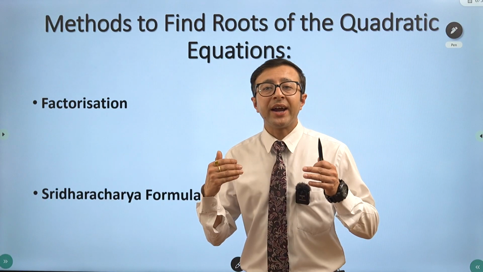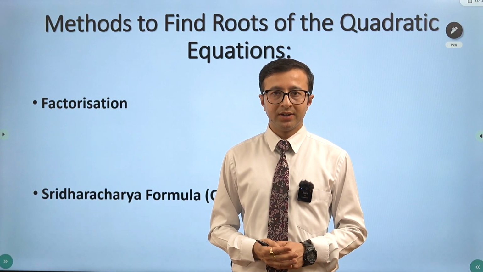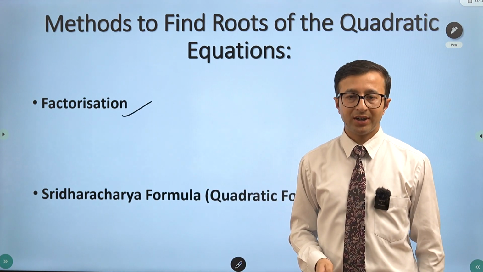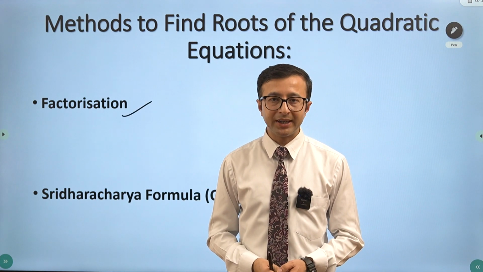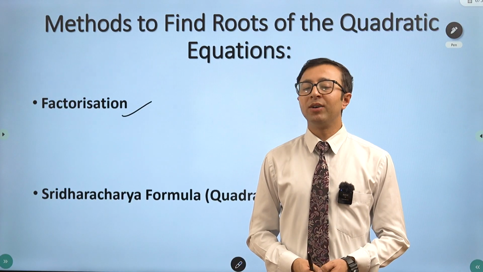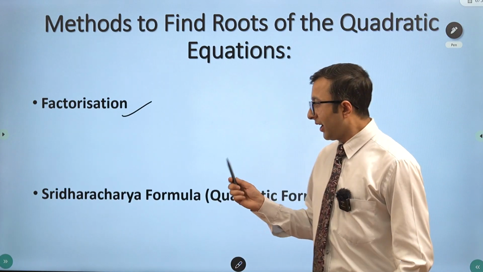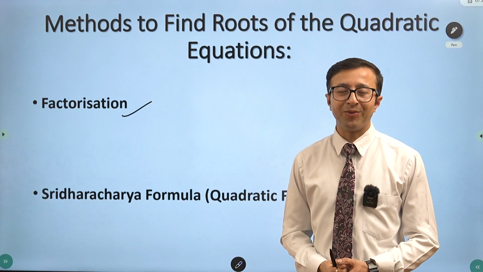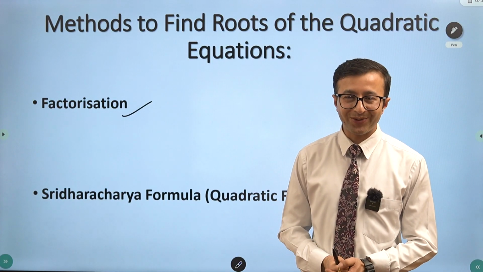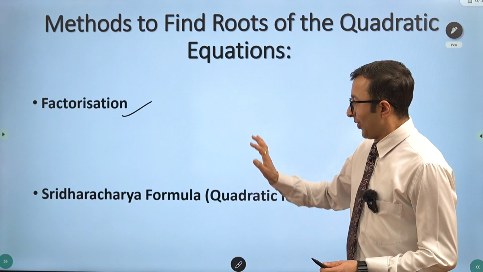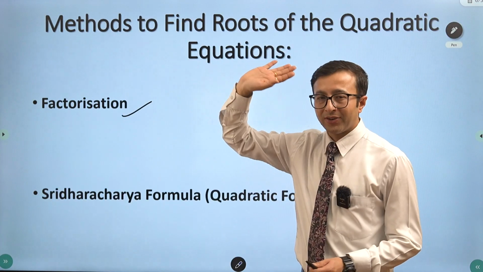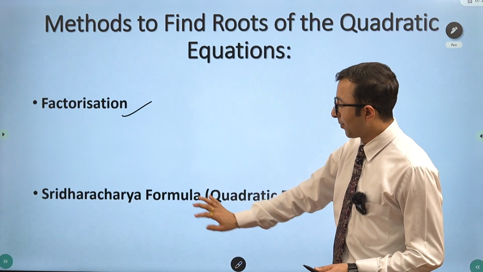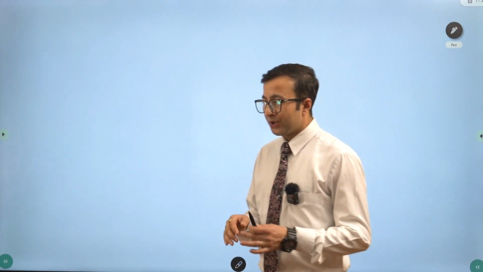Now how to find the roots? There are some methods, out of which one method is factorization, which includes middle term splitting, completing the squares, completing the cubes. And another you can see here, Sridharacharya formula, famously known as the quadratic formula, right? So we have already discussed factorization to find the roots. Now today we are going to discuss this Sridharacharya formula.